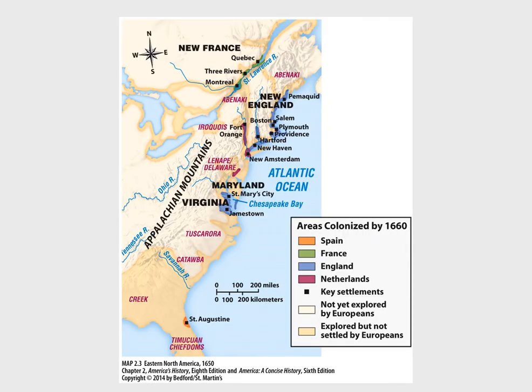So here we have different areas colonized by 1660, and this is going to be in North America. All right. So you have a Spanish colony down in Florida, St. Augustine. The French have New France. You have England, who's got Virginia and Maryland. And then the Netherlands is going to have New Amsterdam, which is now New York. All right.